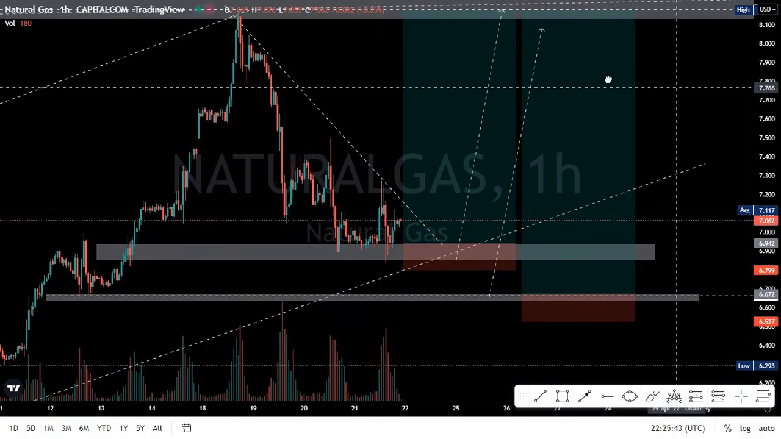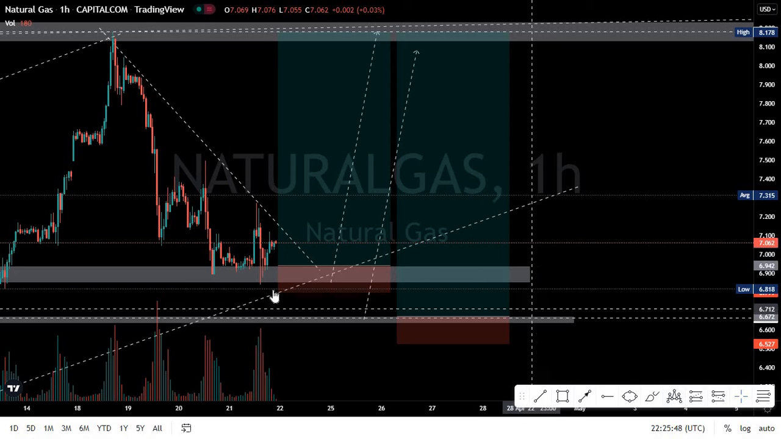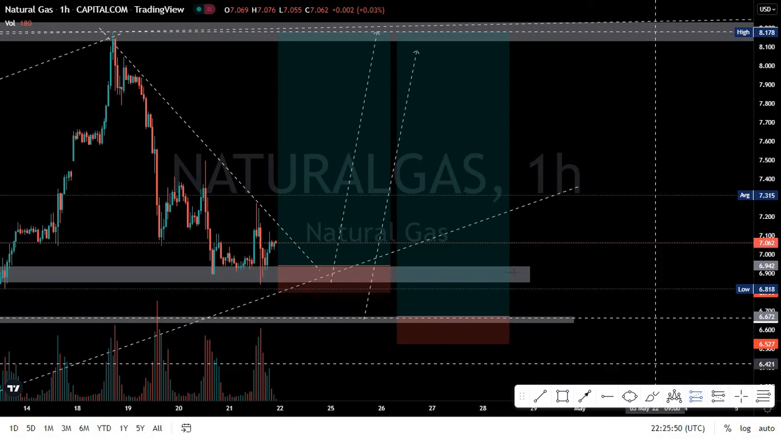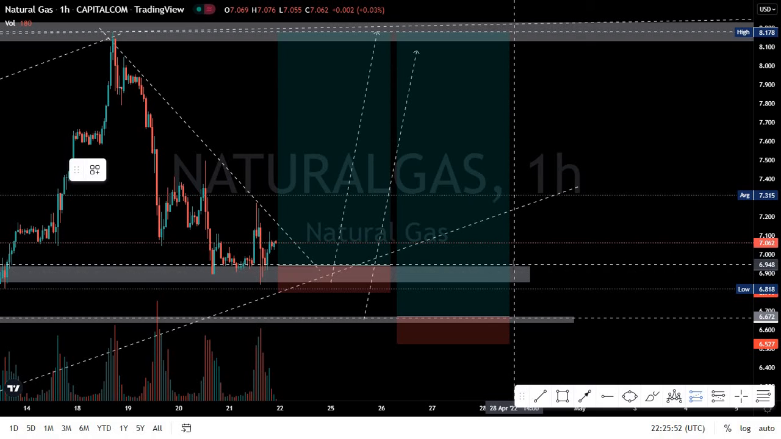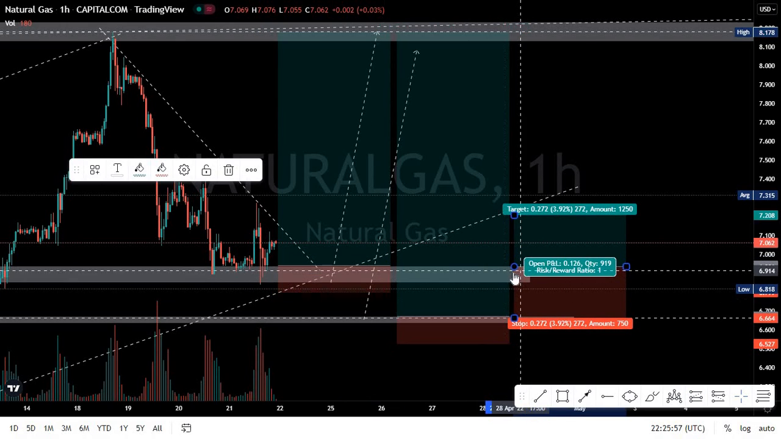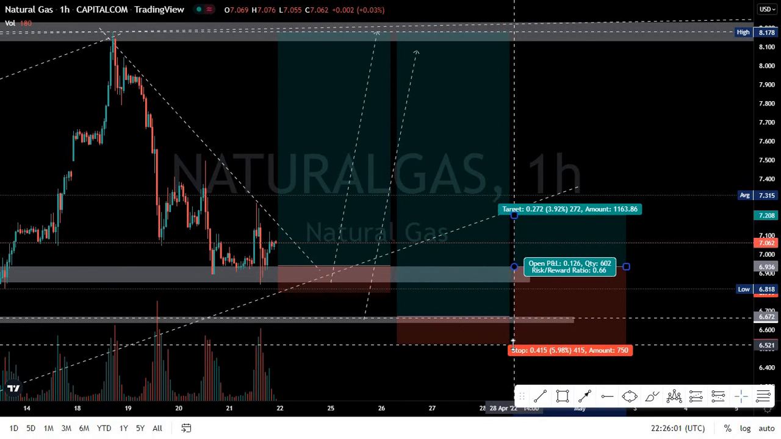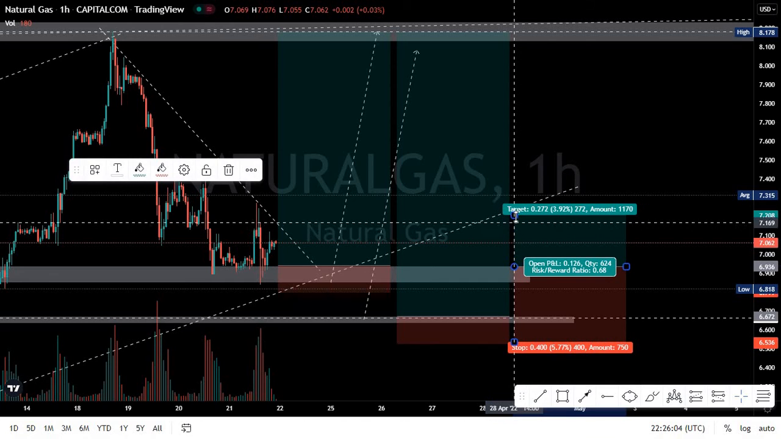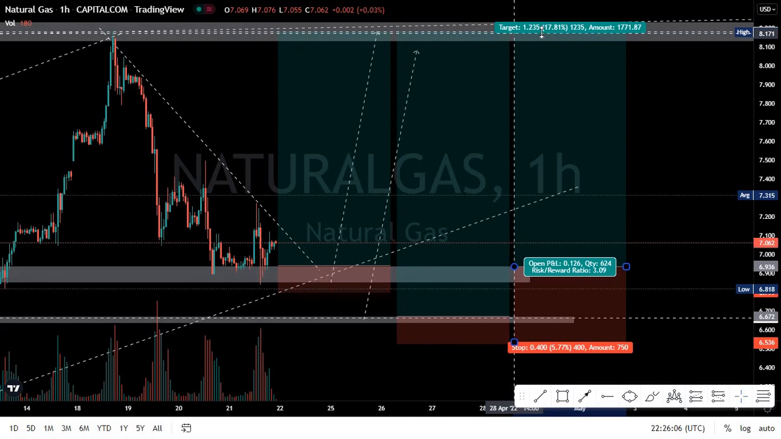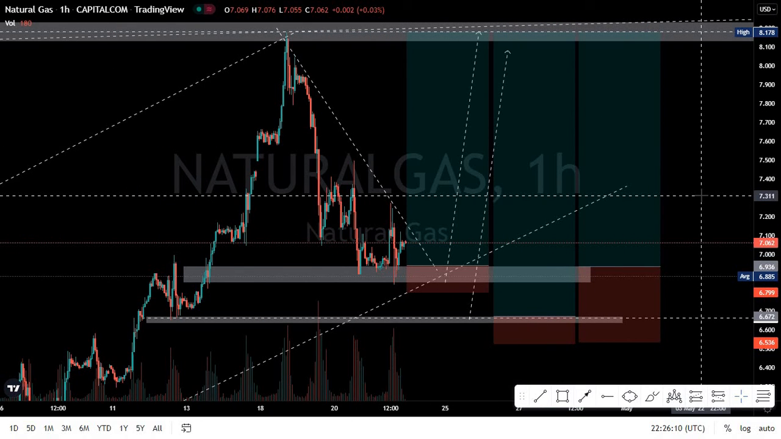But if we have a bigger account, we can always find our entry here. First we have to wait for price to push back down a little bit. We'll find our entry here, then we'll have our stop loss below this region. Then we'll set our take profit here. So I think that is my expectation on natural gas.